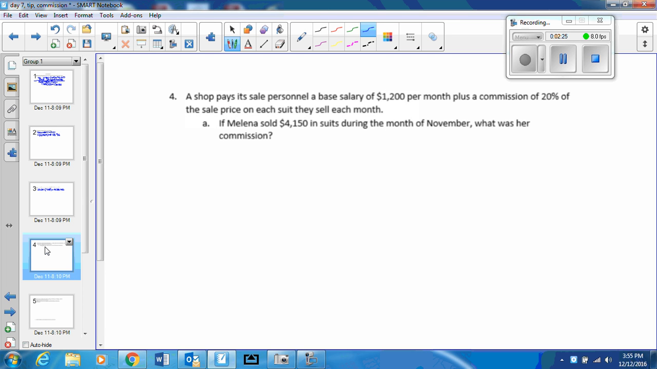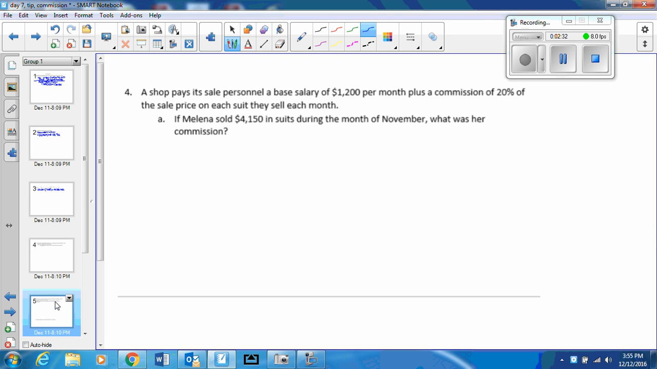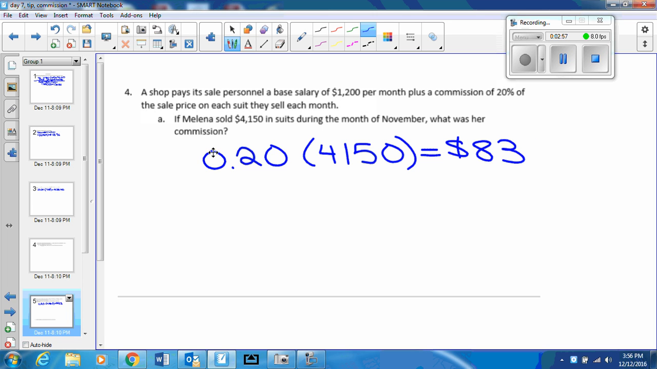A shop pays its sales personnel a base salary of $1,200 per month plus a commission of 20% of the sales price of each suit they sell each month. If Melena sold $4,150 in suits during the month of November, what was her commission? So we're going to change the 20% to a decimal, multiply it by the amount of sales she had. So on my calculator, multiplying that out, her commission amount would be $830 for the month of November.